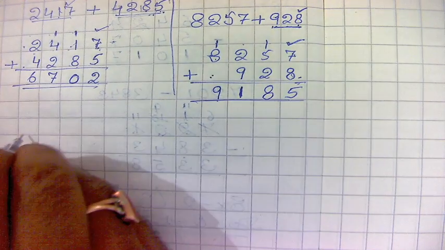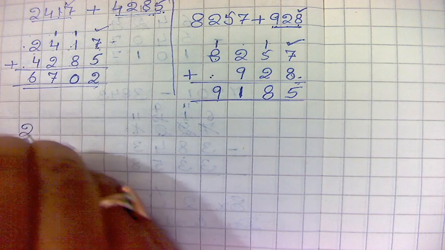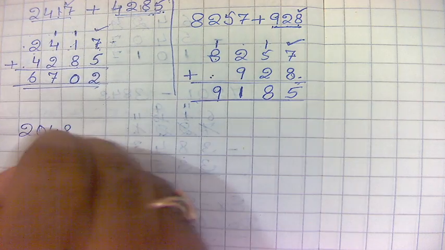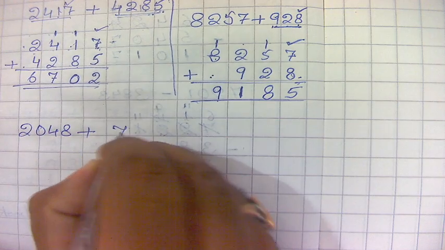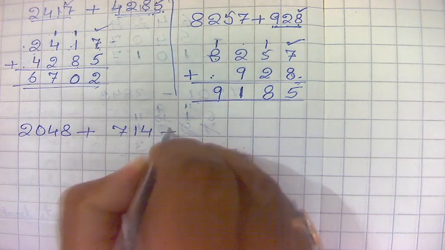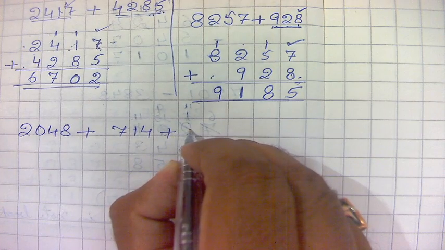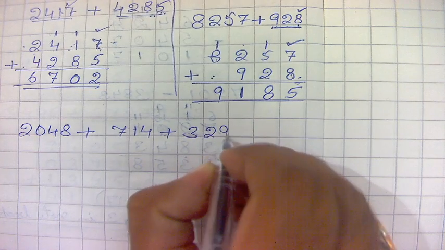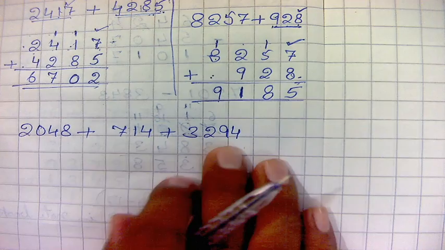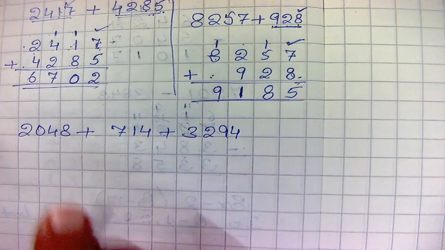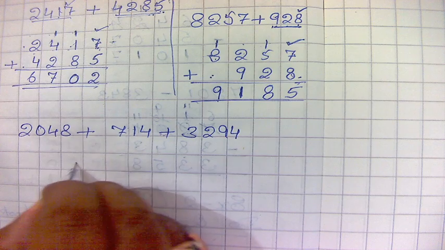Now if there are 3 numbers, suppose you are given say 2048 plus, let us take 714 and then plus, let us take 3294. If there are 3 numbers, then also nothing to worry, we will do it the same way.